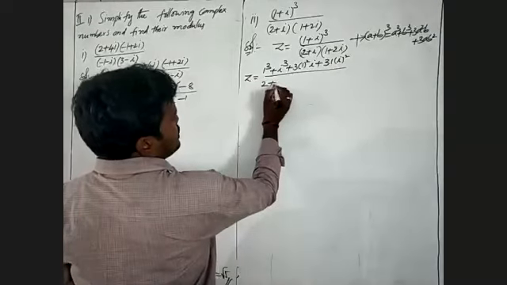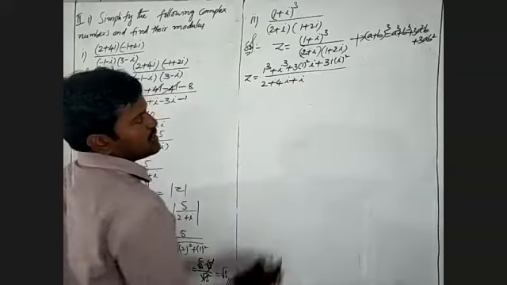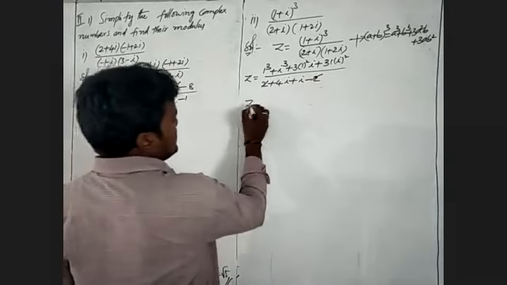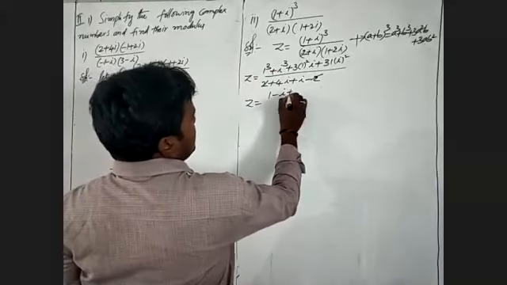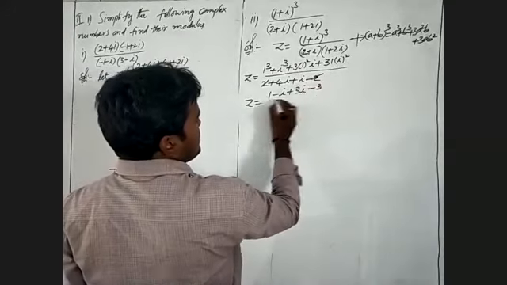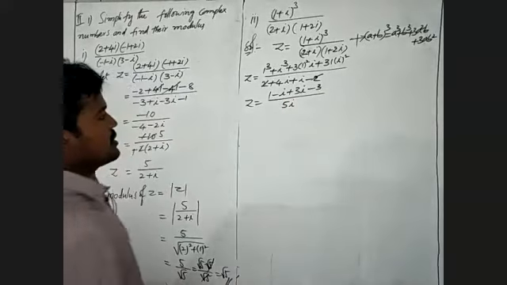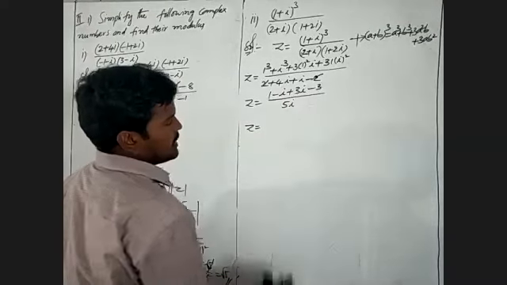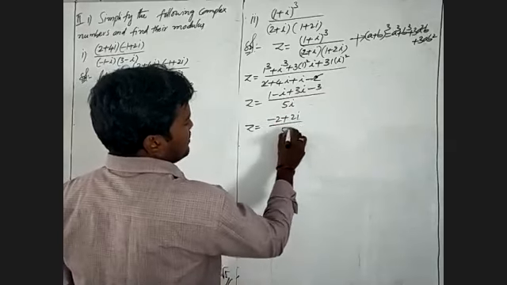By the denominator, 2 into 1 is 2, 2 into 2i is 4i, i into 1 is i, 2i into i is 2i square. 2i square is nothing but minus 2. Minus 2 and plus 2 will be cancelled. After that, z is equal to 1 cube is 1, i cube is nothing but minus i, plus 3i, where i square becomes minus 1, minus 1 into 3 is minus 3, by the denominator 5i. That means z is nothing but 3i minus i will become 2i. 1 minus 3 is minus 2, so minus 2 plus 2i by the denominator 5i.